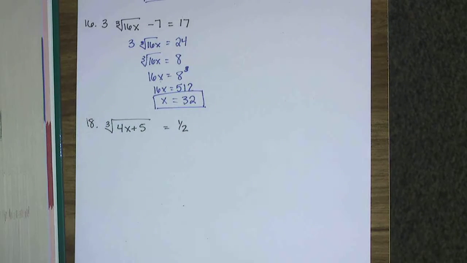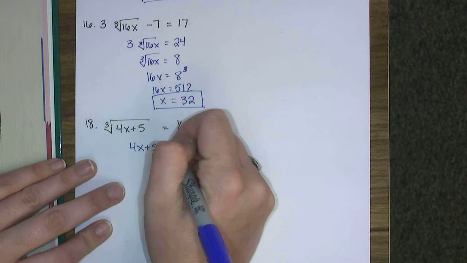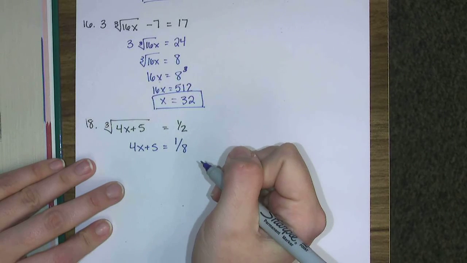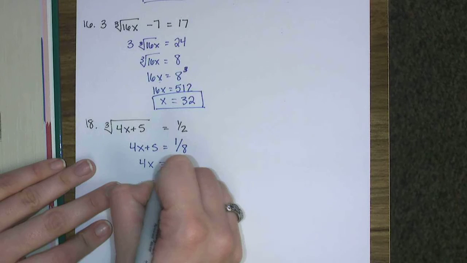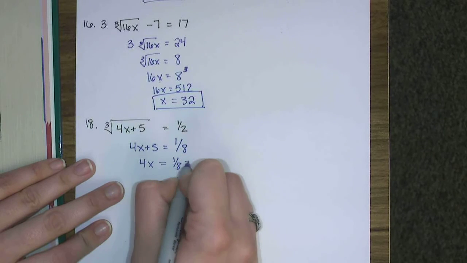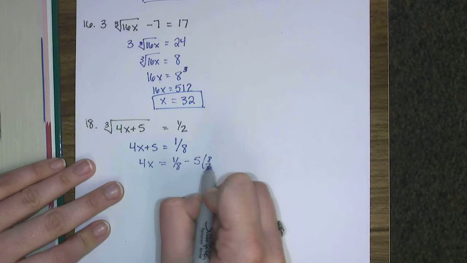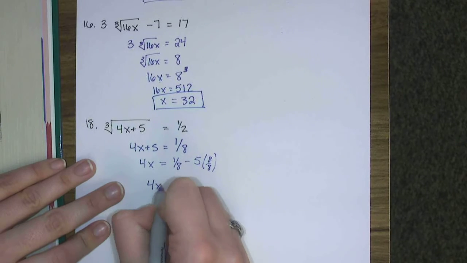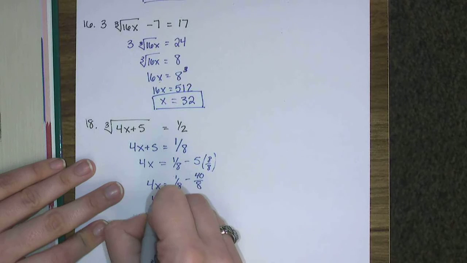So I have the cube root, meaning to get rid of it, I need to cube both sides. So 4x plus 5 is equal to 1/2 cubed is 1/8. I need to subtract 5. So 4x is equal to 1/8 minus 5. Now I need to get a common denominator here, meaning I need to multiply this by 8/8. So 4x is equal to 1/8 minus 40/8, or 4x is equal to negative 39/8.